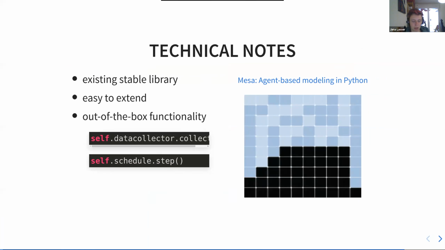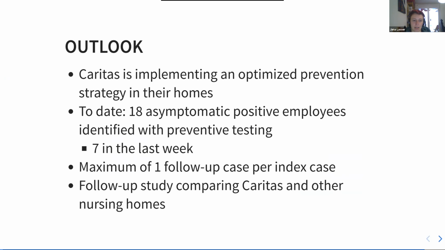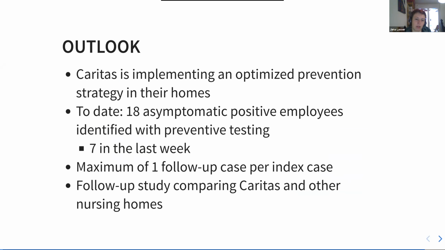Before I end my talk, a few technical notes for the more technically interested of you. I implemented the simulation in Python, and thankfully there is a library, MESA, that already implements a basic skeleton of agent-based simulations in Python that can be very easily extended. It already comes with out-of-the-box functionality for a lot of handy things like collecting data of your simulation or scheduling interaction of all your agents simultaneously or staggered. So if any of you is ever in the situation where you need to implement an agent-based simulation, I can really recommend using this.